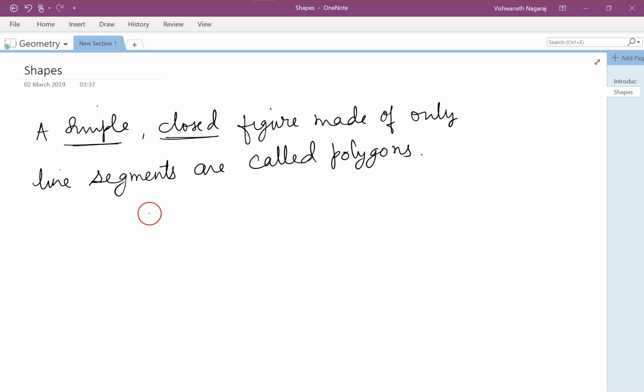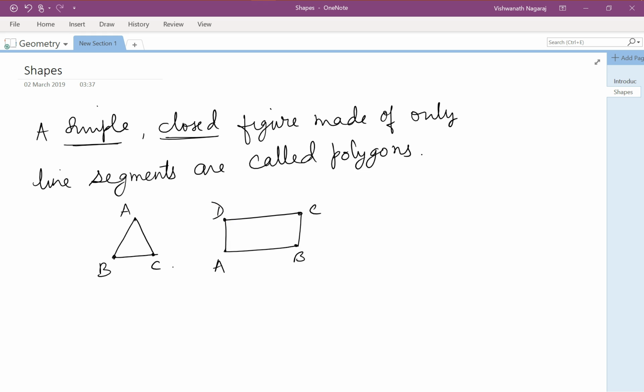They should be closed. That means they should have interior and exterior areas with a clear-cut boundary. Remember, they are made up of line segments. That means AB is a line segment, BC is a line segment, AC is a line segment. This is a closed figure and it is a simple figure. Similarly, line segment, line segment, line segment, line segment.